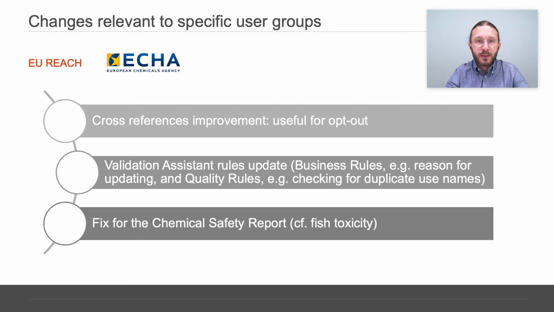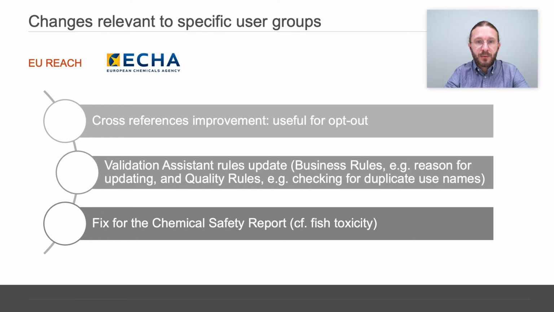I will start with some relevant information for REACH users under the European Union regulations. And I wanted to highlight three things for these users. The first one, you have seen in the demo earlier, the cross-references improvement. And this is something that will be really useful for you if you are preparing REACH registrations and you need to opt out for some information. You will notice that with the new version of IUCLID, it's much easier to establish links between documents in order to indicate which parts of your dataset are considered as opt-out for your registration.